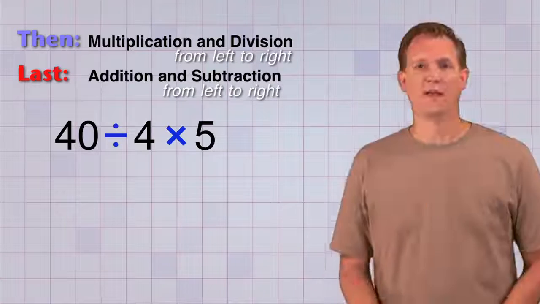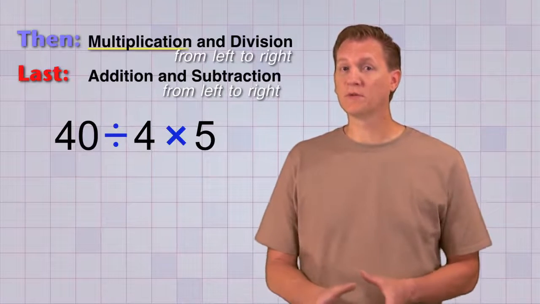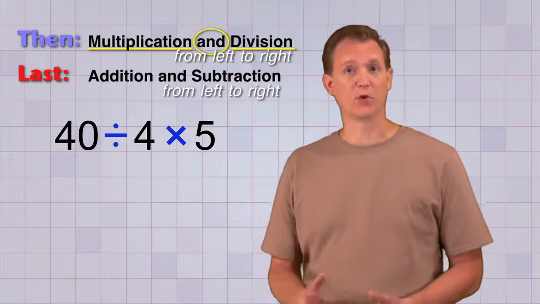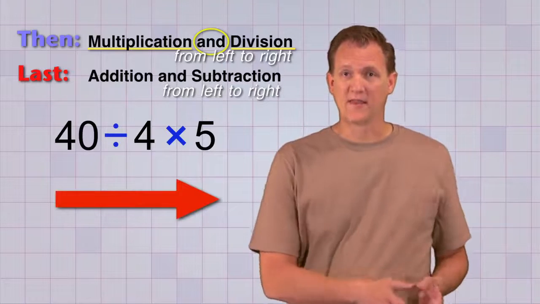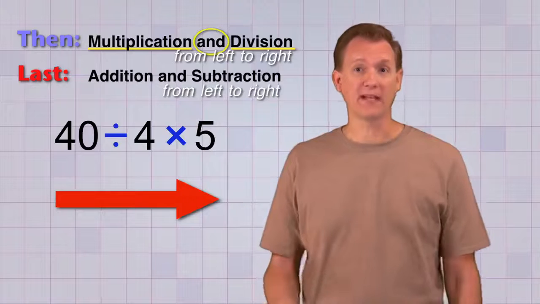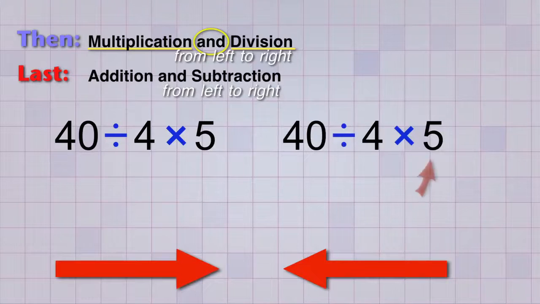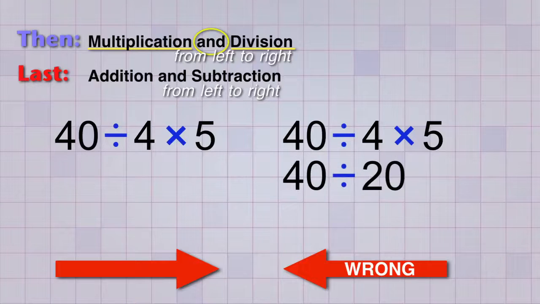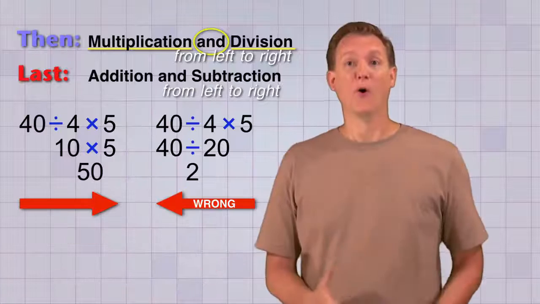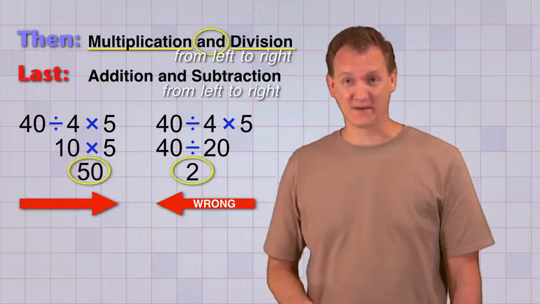left to right. If you have a problem that has both multiplication and division, then you're supposed to work it from left to right. That's because in some cases, you can get a different answer if you go from right to left. For example, in this problem, if you work from right to left the wrong way, you would do the 4 times 5 first and get 20. And then 40 divided by 20 equals 2. But if you go from left to right, you would do 40 divided by 4 first, which is 10. And then 10 times 5 equals 50. Wow, the direction we went made a big difference.